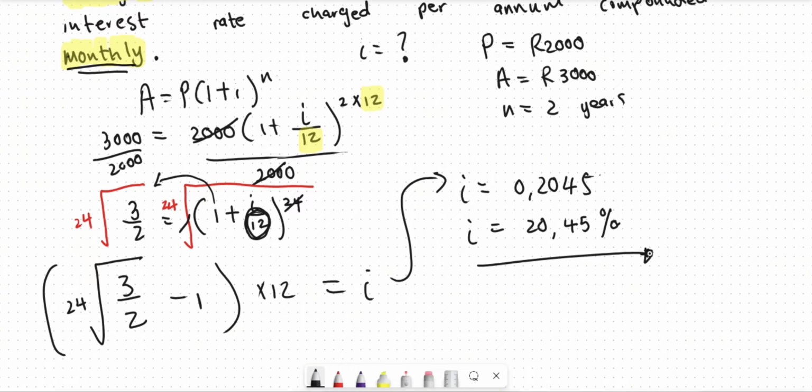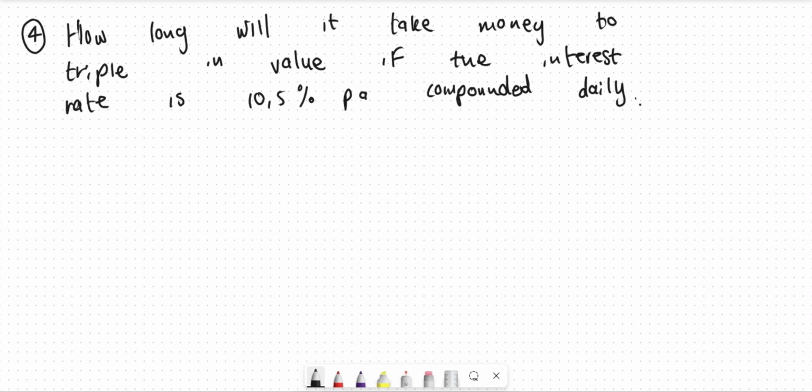Then lastly, let's look at a question where, what if we were trying to calculate the n in this case? What if the n is the unknown? How long do you have to invest something for it to grow to this amount? Let's look at that question. The last question says, how long will it take money to triple in value if the interest rate is 10.5%? And now the question is, what is the n?